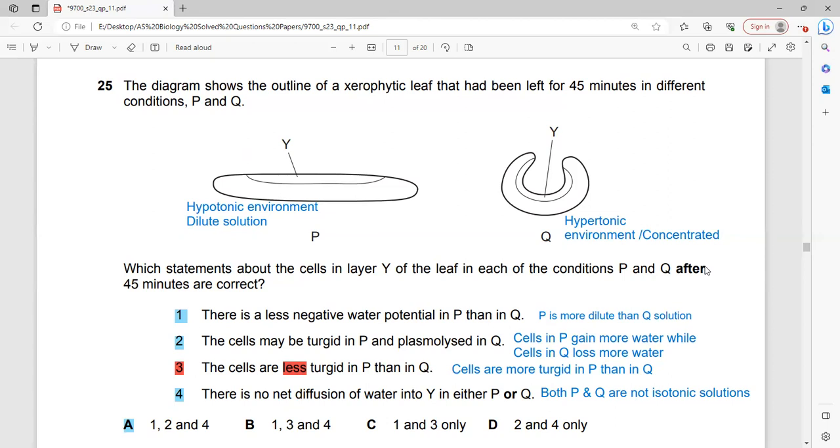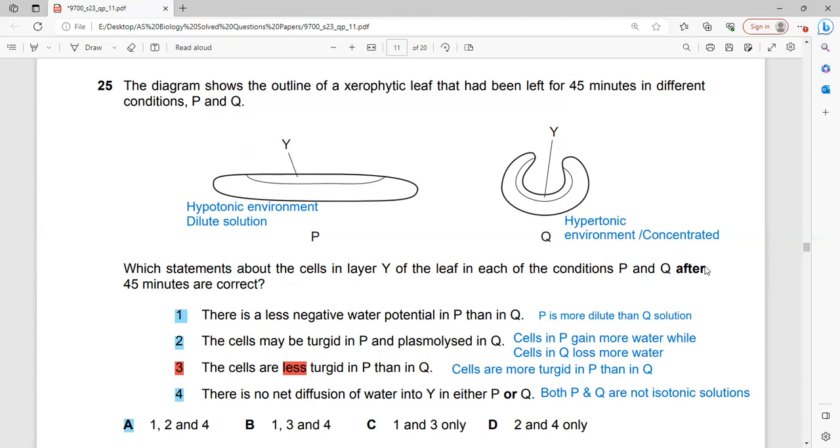So which statement is correct about P and Q after 45 minutes? There is a less negative water potential in P than in Q. If there is a less negative water potential, it means there is a high water potential. So that's why we can say that in the P environment, there is a high water concentration because it is a dilute solution. If there's a high water concentration, the water moves from outside to the inside and makes the cell turgid. So this is the correct statement.